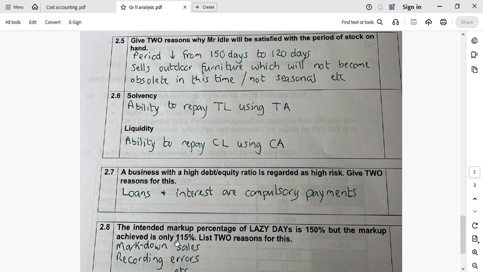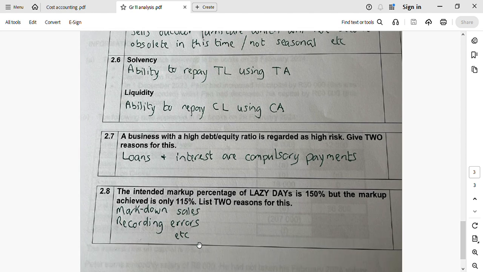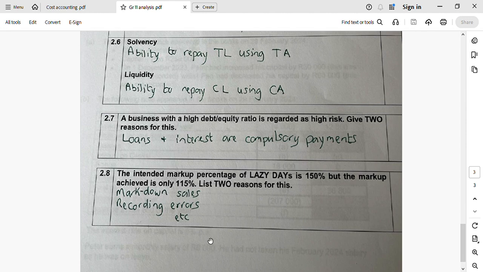Then the intended markup percentage of Lazy Days is 150%, but they only achieved 115%. Give two reasons for this. You could have had markdown sales, recording of errors, and so on. Okay, so in summary, remember please quote actual figures and percentages in your answer.